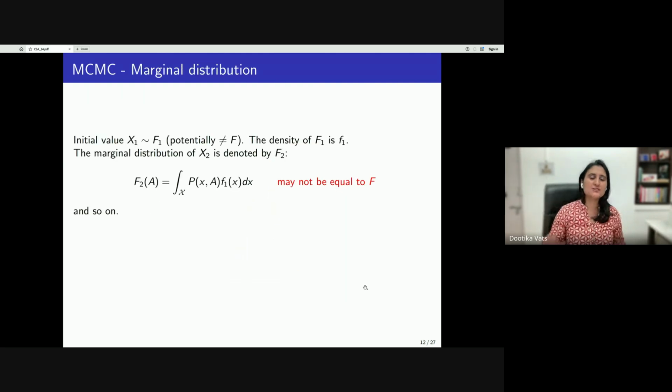Okay, so what's really going on mathematically? So let's assume that the initial value x1 follows f1, some distribution f1. So the first draw that I have, I draw randomly from f1. And this f1 distribution is potentially different from f. F is our target. It doesn't need to be f.